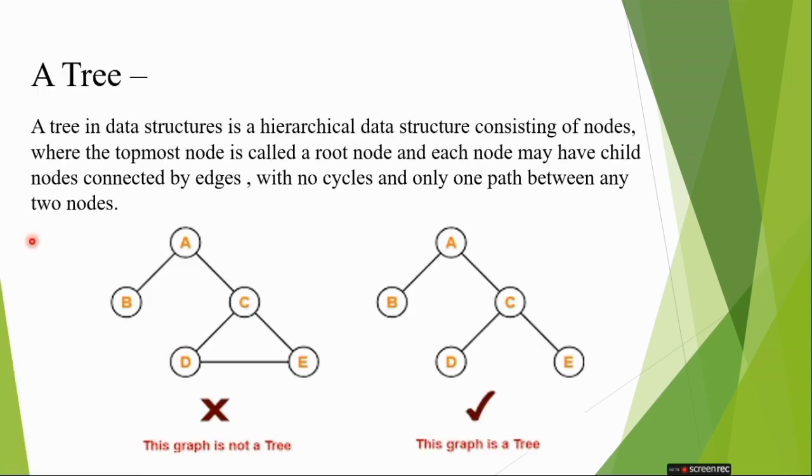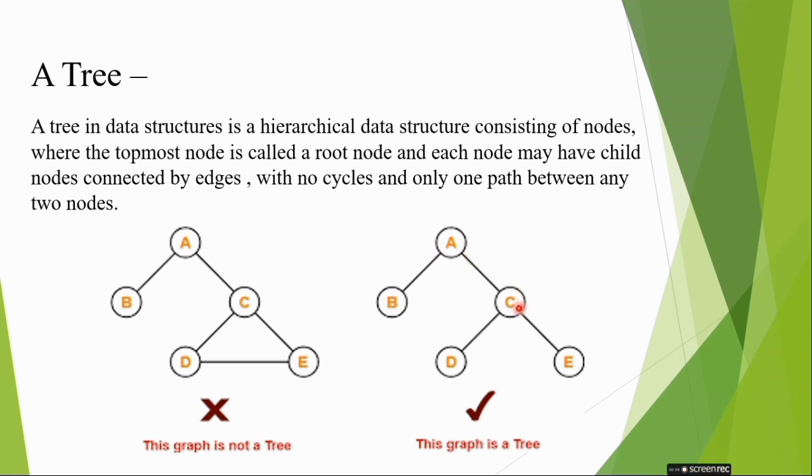A tree in data structures is a hierarchical data structure consisting of nodes, where the topmost node is called a root node. Means what? A tree is nothing but a hierarchical data structure where this topmost node is called a root node, and each node may have child nodes connected by edges. Suppose this is a node C which has its child nodes D and E, and these two are connected with each other with the help of the edge, with no cycles and only one path between any two nodes. Means there is only one single path between any two nodes.